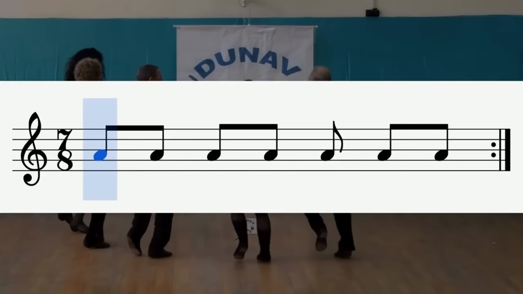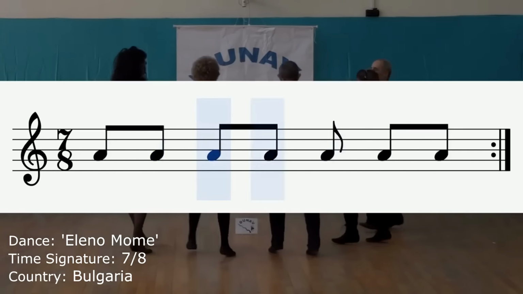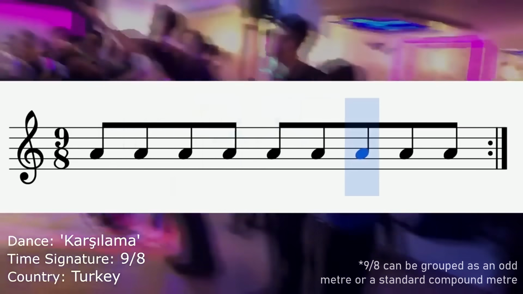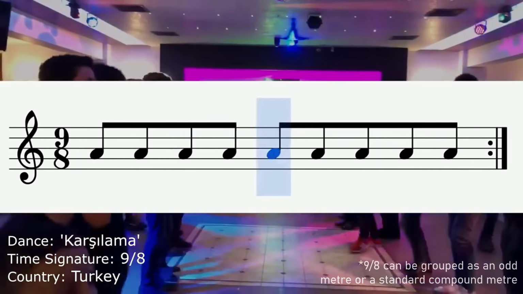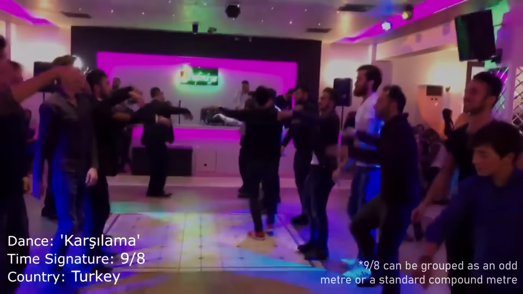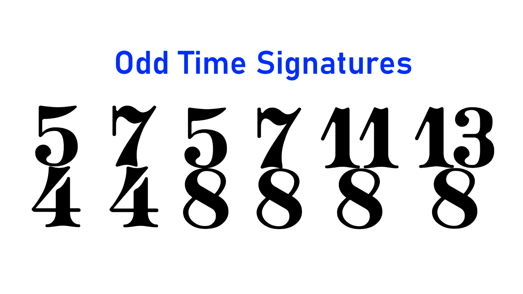Ultimately, odd time signatures don't have to be considered odd. They're not something reserved to jazz and prog rock. If you look beyond Western music, odd meters can sometimes be just as common as 4/4 or 3/4. All we need is more writers like Brubeck, Peter Gabriel, or Pink Floyd to bring these interesting and underutilized time signatures into the mainstream.